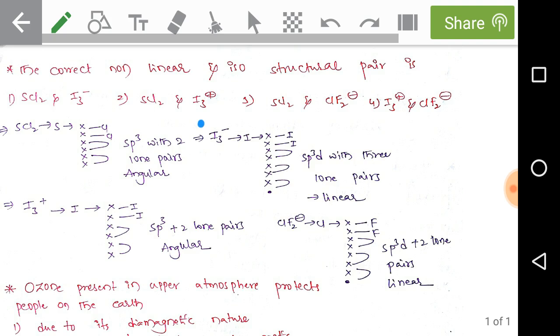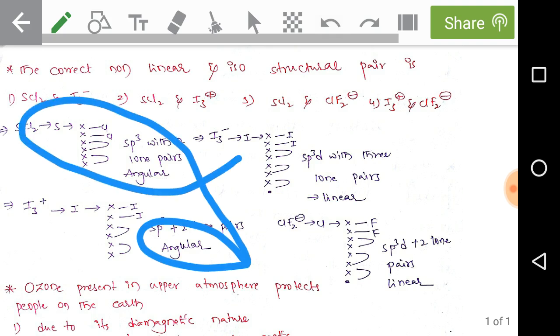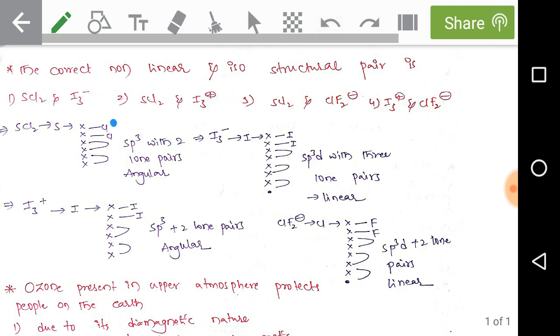Okay, and by the same process we can find for I3 minus. So I contains 7 valence electrons, and it has a minus charge, that means an extra electron. So total 8 electrons, with 2 sigma bonds with 2 iodines, and 3 are simply lone pairs. So sp3d hybridization with 3 lone pairs of electrons, it must be linear. Okay, so like that we can find for I3 plus and ClF2 minus. In that case you can see I3 plus is angular and SCl2 is angular. That's why here our option must be the second one.